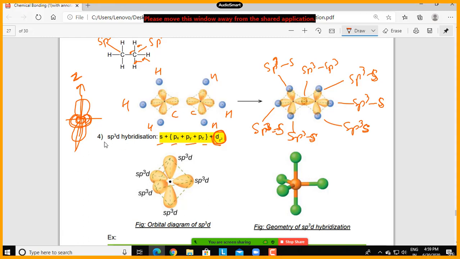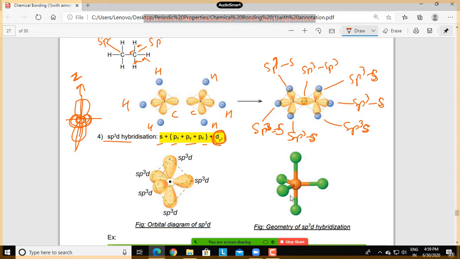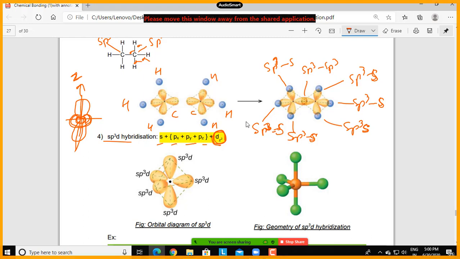In sp3d hybridization, only dz square participates. Why? Dz square is on the axis only. So the orbital which is on the axis is preferred, because this mixing will give you an orbital that is present on an axis. See, after mixing, whatever comes is present on an axis. So the orbital which is on the axis will be the best choice for mixing.